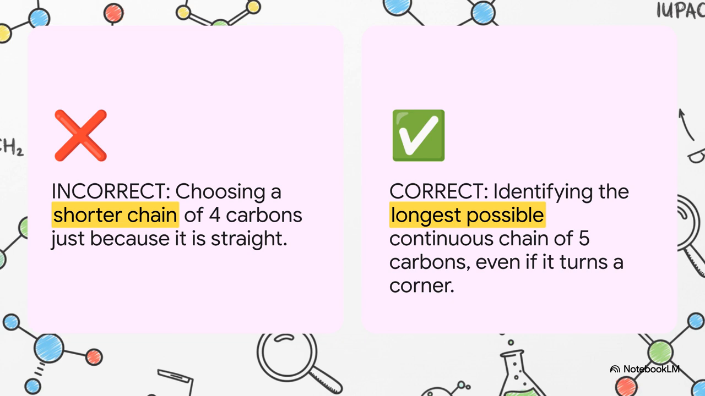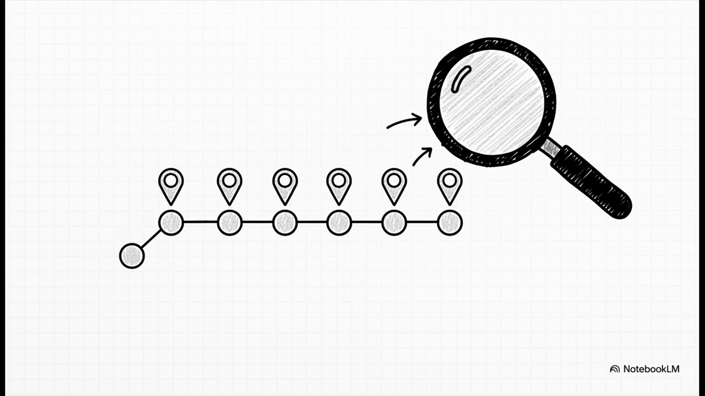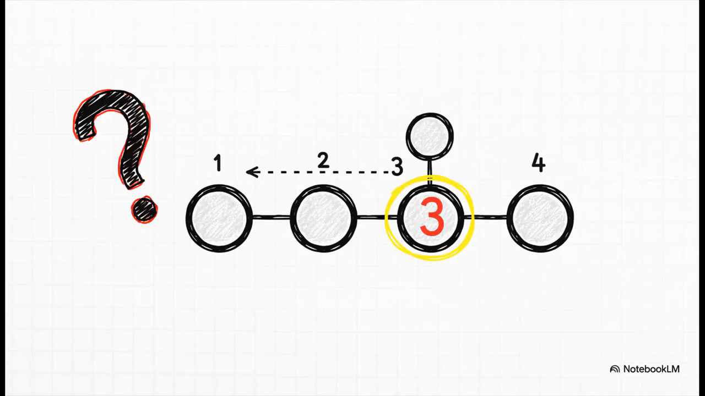Like in this example, the correct path actually has 5 carbons, not just the 4 you see in a straight line. So once you've found that longest chain, you need to give every carbon in it an address, a number. And this brings us right to rule 2, the lowest number rule. The whole goal here is to number that chain so that any branches attached to it get the lowest possible address number. Let's see this in action.